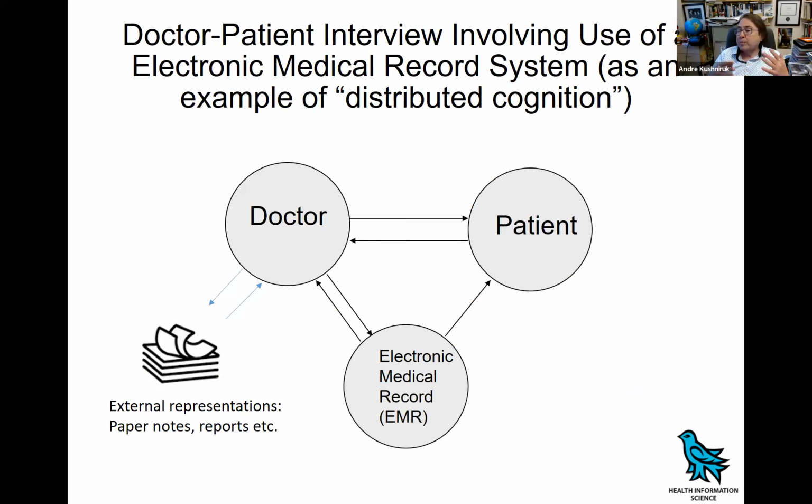And so we can kind of represent that interaction as a doctor interacting with the patient, interacting with the medical record system, and external representations like paper notes, reports. And we can experiment with different arrows here, for example, early on having the patient be able to see the record on another screen. So now there's an arrow to the patient. And we can look at the different dialogues between the doctor and the patient, but also we can consider the interaction of the doctor with the system as another form of dialogue.